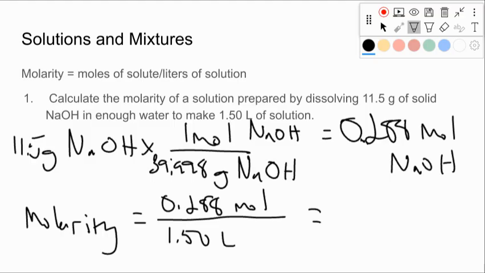Hold on, that doesn't make sense. It can't be bigger than what it was. It's going to give you 0.192, because I still need 3 sig figs because of both of those. And technically the units are additive. It's moles over liters, but scientists shorten it to just a big M to represent molarity.